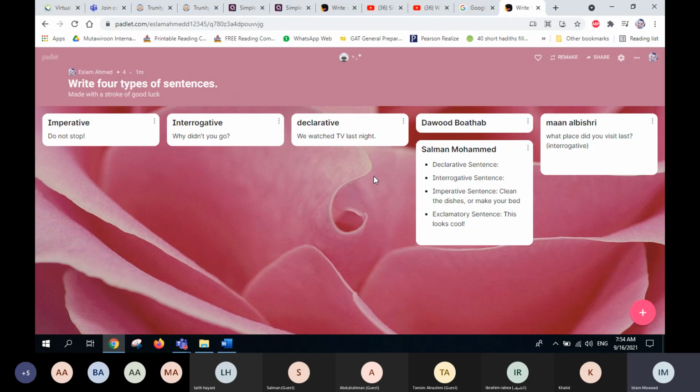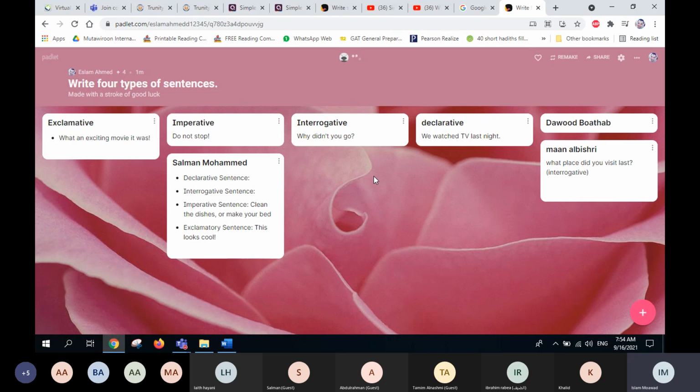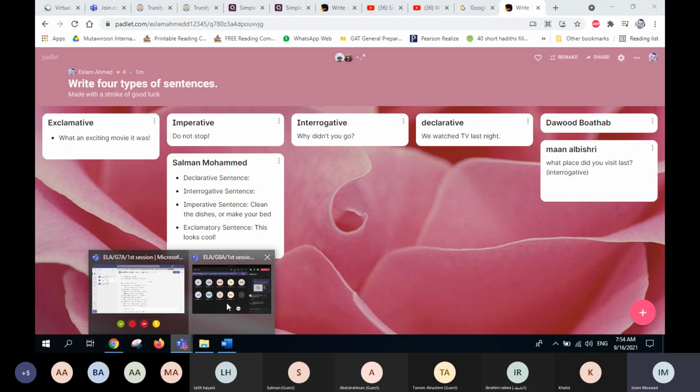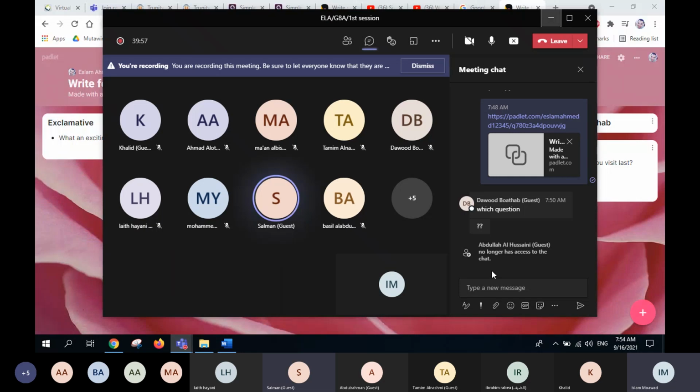Remember, guys, you have one minute, and I have to leave the session because another teacher is coming right after me. If you don't have the time now, you can complete the task at home. I will keep the link available on Padlet, so once you have the link, you can access it any time per day and write the four types of sentences. Do you have any questions, guys? No, teacher. Okay, mister.